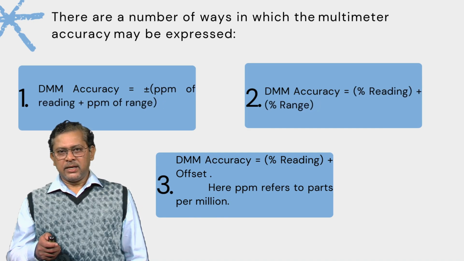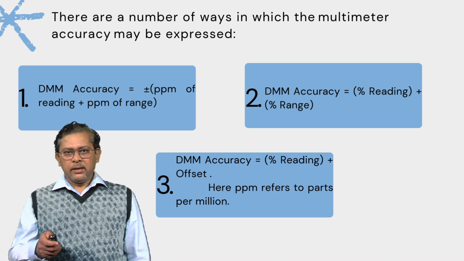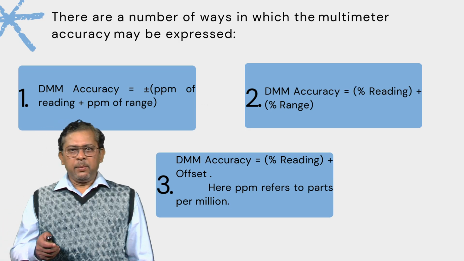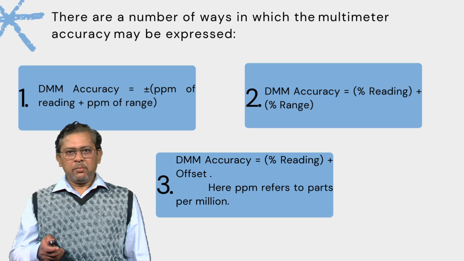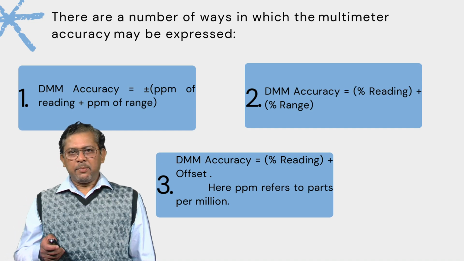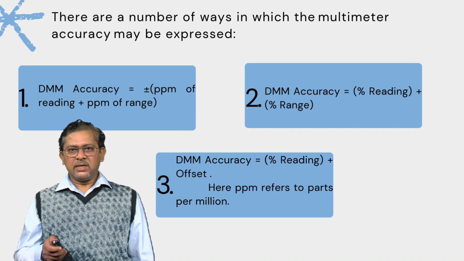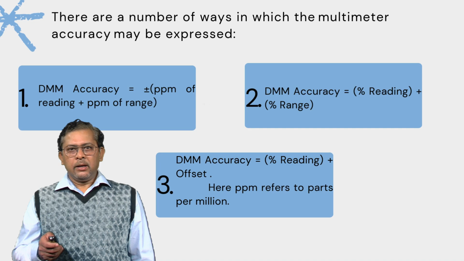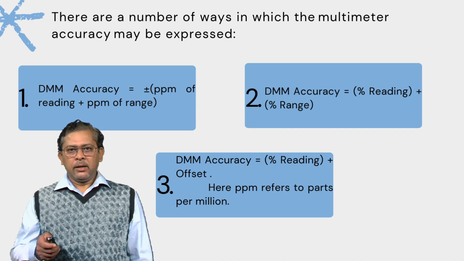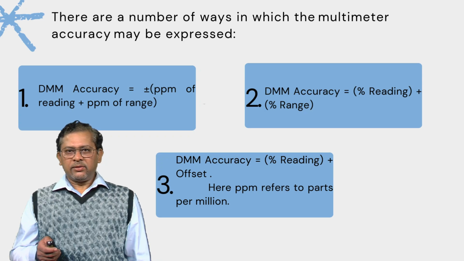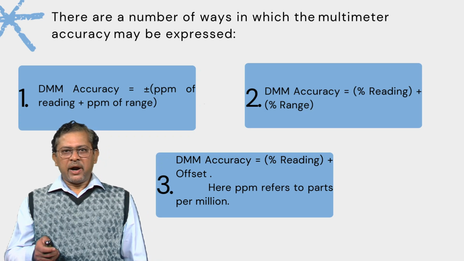One of the general methods used is that the DMM accuracy will be equal to the ppm of the reading plus the ppm of the range. Another method used is that the DMM accuracy will be equal to the percentage reading plus the percentage range. The third method of accuracy measurement is that the DMM accuracy is equal to the percentage reading plus offset. In all the three cases, ppm refers to parts per million.